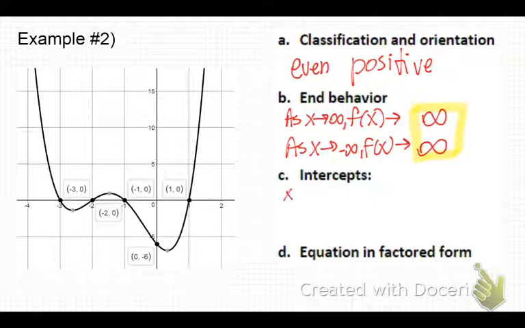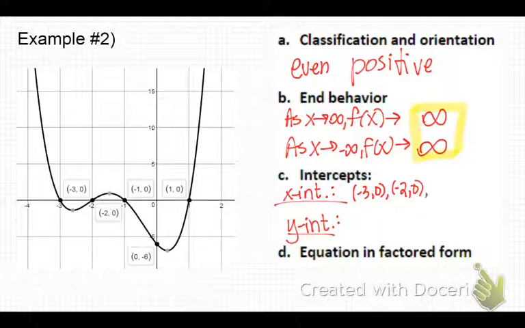Now I have x-intercepts and y-intercepts. What are my x-intercepts? Negative 3, 0. Negative 2, 0. You guys can just read them straight off the page. What's the next one? Negative 1, 0. And what's the last one? 1, 0. Thank you, Emma. The rest of you, I'm not so sure about. Oh, you're just writing and thinking about food? The y-intercept is 0, negative 6.